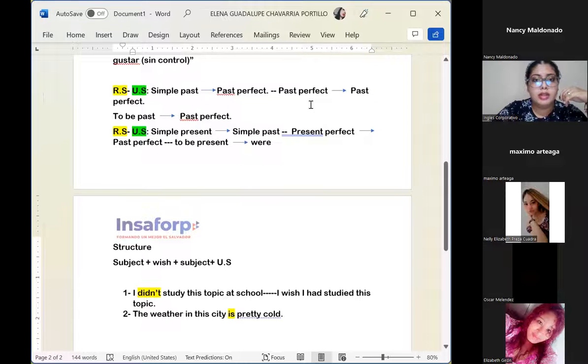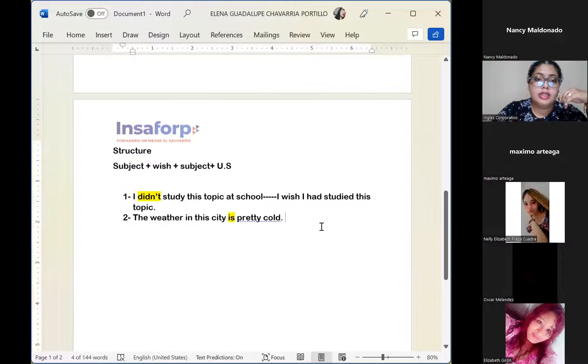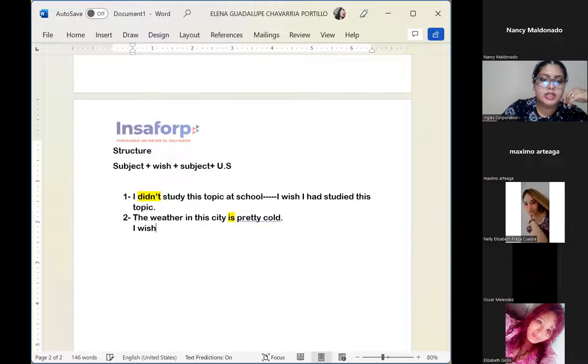That is this one. Let me see. This one, to be in present, and we are going to use were for the structure of the unreal situation. Let's see, we are going to transform. Again, we are going to have the subject. In this case, I am talking about the weather, and I'm going to write I wish. What is the second subject? I am talking about what? The weather. I wish the weather.